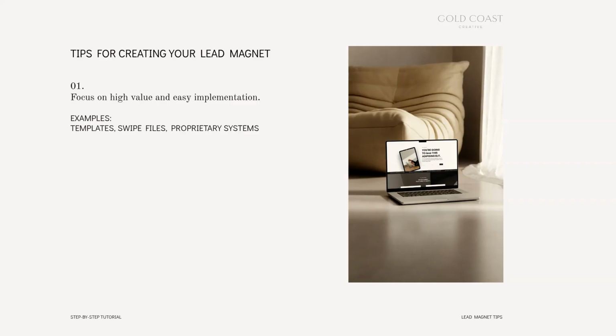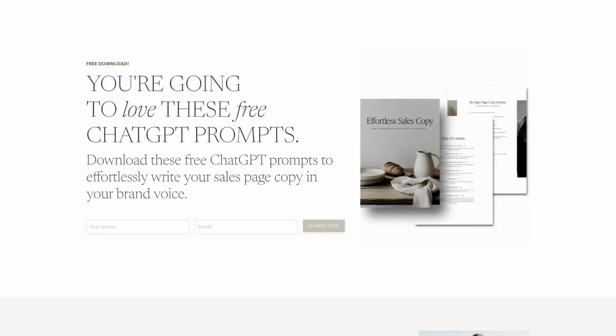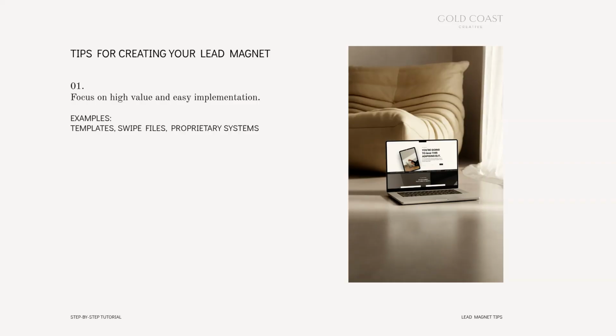The example I'm going to share today is some ChatGPT prompts that I've created to create sales page copy that save me a ton of time. I use them myself. I have a tutorial for that if you are interested in checking that out yourself. But you just really want something that is not going to take somebody else a ton of time to implement or to read through. Even a checklist can be super valuable for someone because they can print it out and reference it really easy. So just think, what's the highest value for the shortest amount of time that someone has to use it?